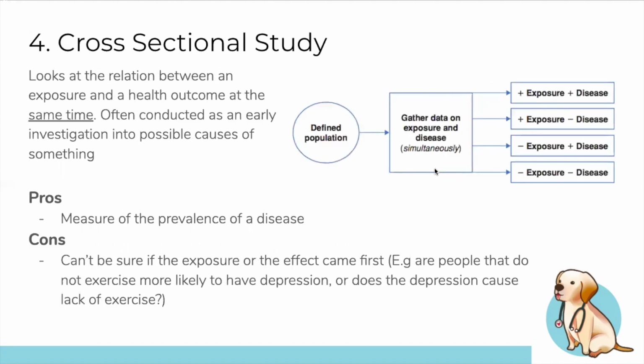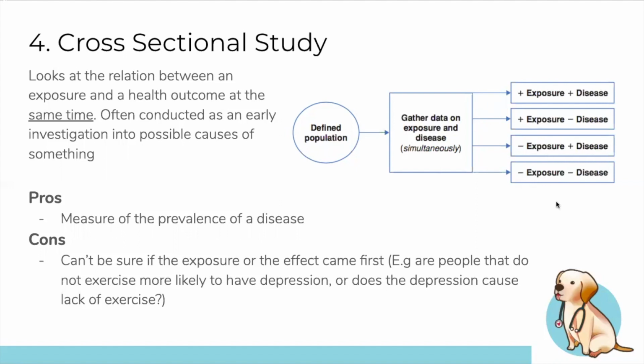Okay, the next one is a cross-sectional study. This is sort of similar to an ecological study, except that it's not done between populations. You're just looking at one defined population, and you're looking at data on exposure and disease at the same time. Because you're looking at disease at that one point in time, you're measuring the prevalence of it. And again, you have the same issue: you don't know if the exposure or the effect came first.